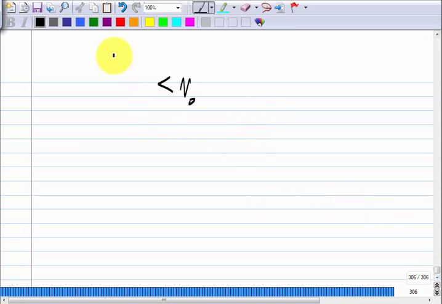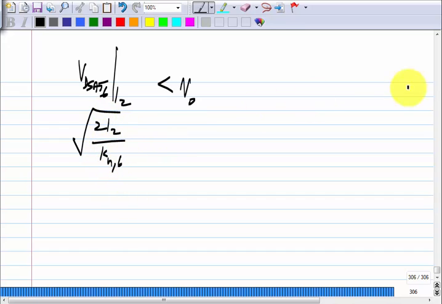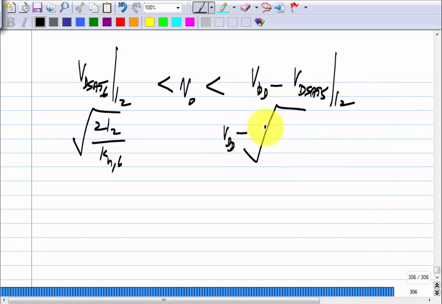What is it? It will be basically the saturation voltage of M6 at a current of I2, which is the square root of 2 times I2 by KN6. And similarly on the upper side, it is VDD minus the saturation voltage of M5 at a current of I2. So again, this will be VDD minus the square root of 2 times I2 by KP5, okay?